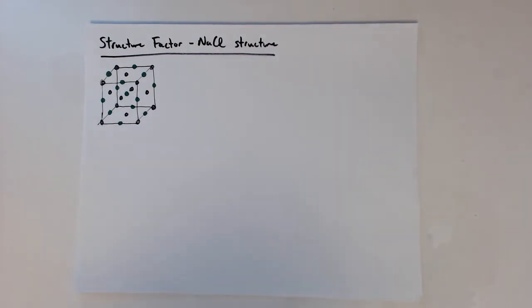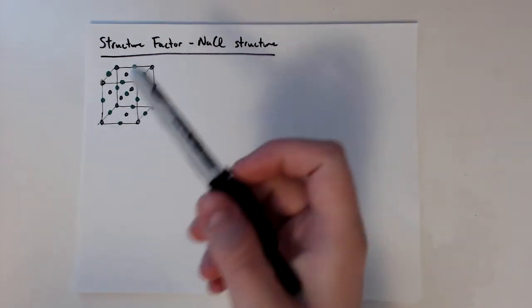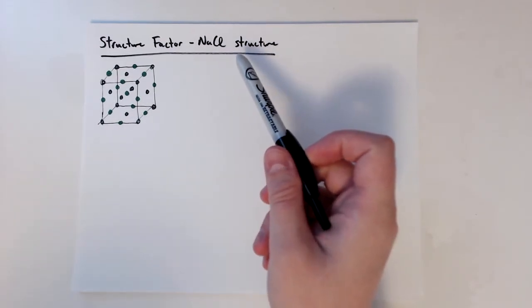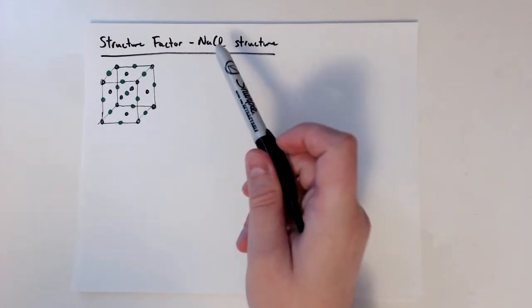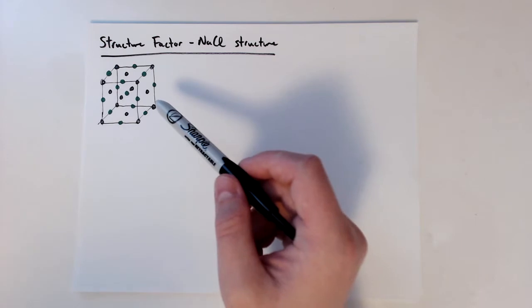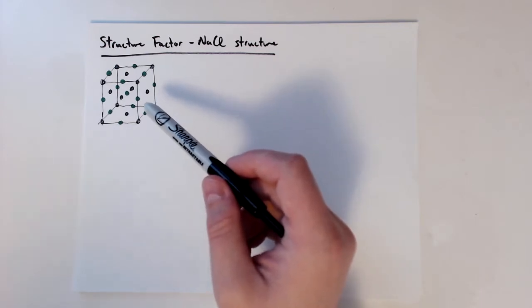The next example I want to go over is the structure factor of the rock salt or sodium chloride structure. So we're not necessarily talking just about sodium chloride, but we're talking about the structure. So I've drawn the structure here. It will also be in the quiz.